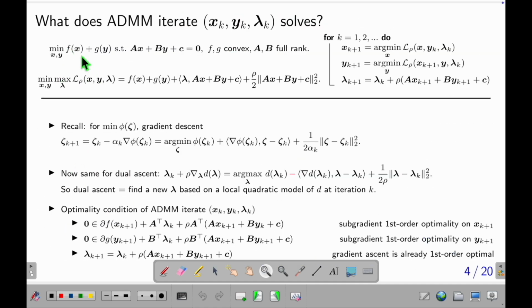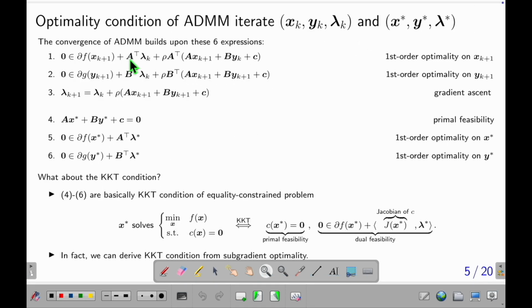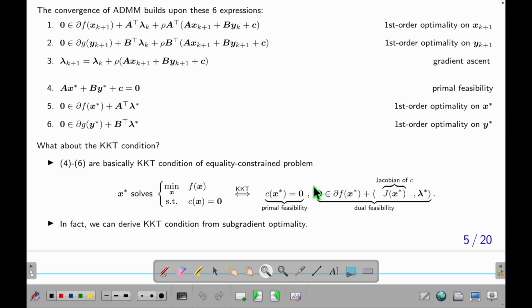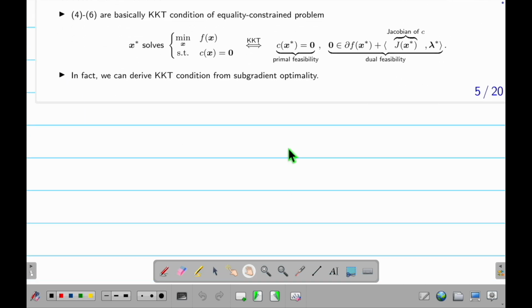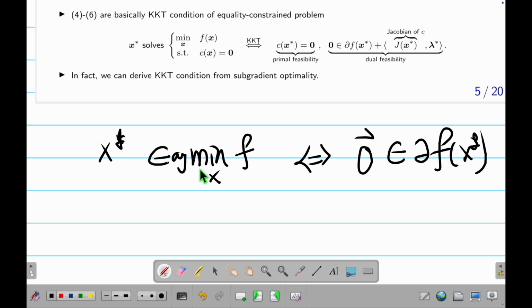Okay, let me recap why we talk about subgradient. This is a lot of things, but actually in the end it's just subgradient. Yes. So therefore, subgradient optimality is so good. So let me recap. If you want to summarize everything in these 20 hours into one sentence, it is this: x star belongs to argmin of f(x) if and only if the 0 vector belongs to the subgradient of f at x star. That's it. This is the most important sentence.